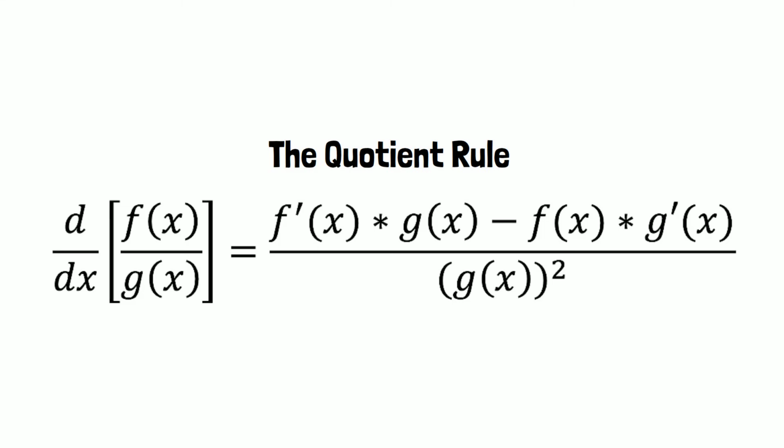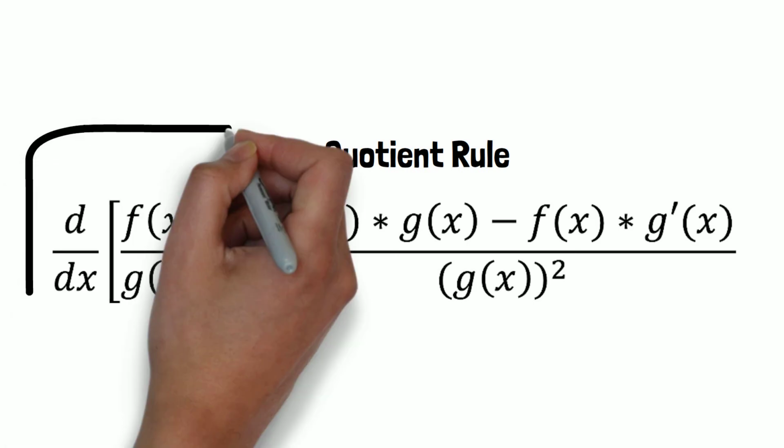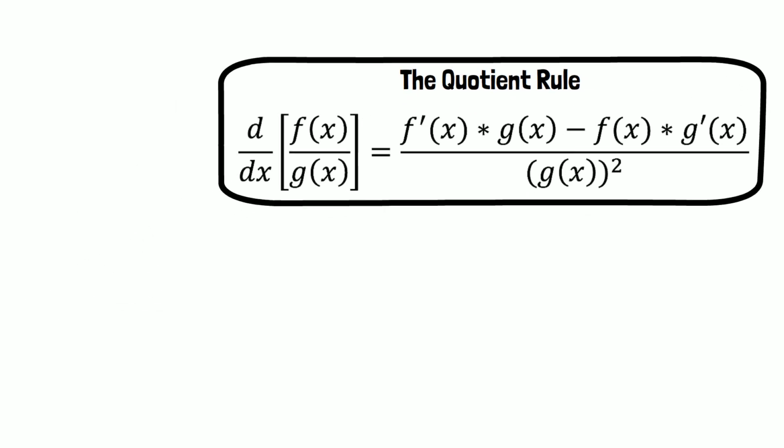It basically says that the derivative of a fraction is the derivative of the numerator multiplied by the denominator minus the numerator multiplied by the derivative of the denominator, which is then divided by the denominator squared. Let's make this clear using some examples.